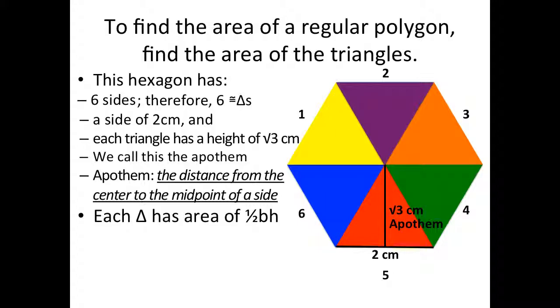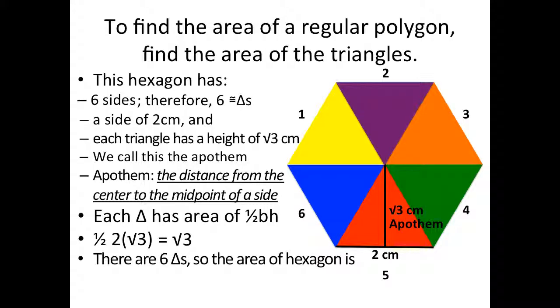And so each triangle has an area of 1/2 base times height. So let's plug that in. There's my base. There's my height. So it's 1/2 of 2 times root 3. Multiply that out and I get root 3. So each of those 6 triangles has an area of root 3 square centimeters. And since I have 6 triangles in the hexagon, if I multiply the number of triangles, 6, times the area of each one, root 3, I end up with the area of the polygon as 6 root 3.